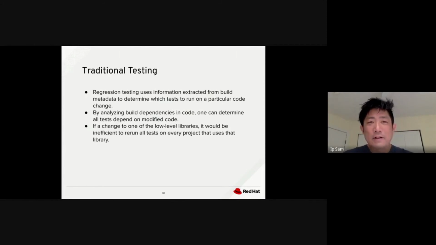By analyzing the build dependency, we can find the tests that are less dependent and find the tests that are more dependent. If you change one of the lower level libraries, we don't need to run all the tests in sequential order. We can run the tests that are more important. And if any one of these tests fails, we can abort and fail out the test pipeline.